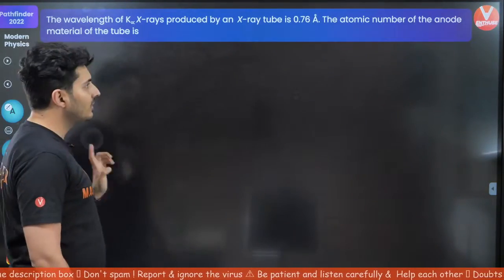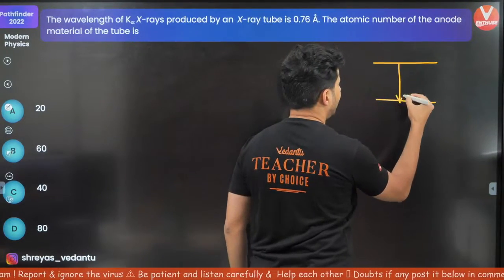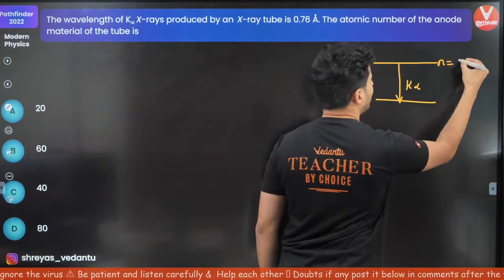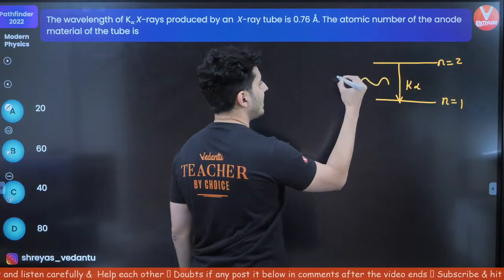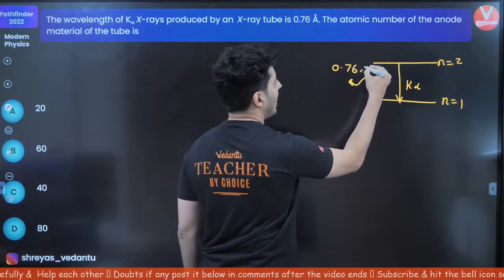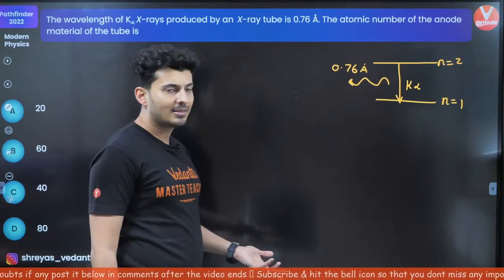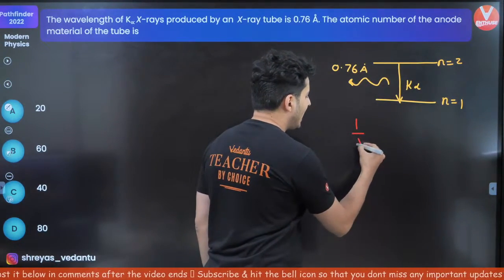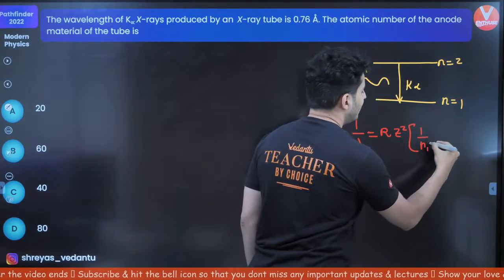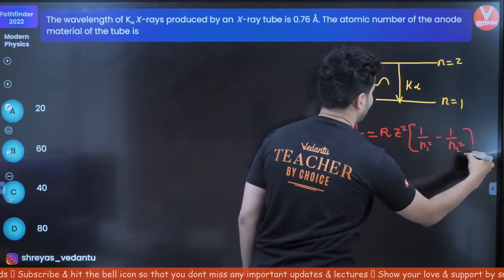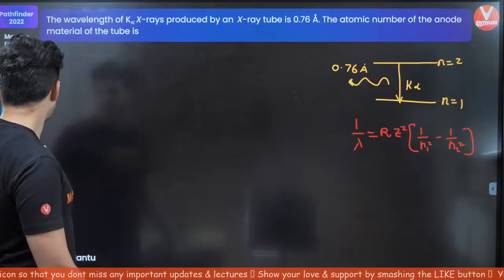Now the way to solve this question is, first of all, K alpha means n is equal to 2 to n is equal to 1, so the wavelength of that photon which is emitted is 0.76 Armstrong. I think I know which formula to use. Which is the formula that you will use, guys? Obviously very simple: 1 by lambda is equal to R Z square (1 by n1 square minus 1 by n2 square). Just have to use this to find Z. Everything else is known. So let's solve this question.